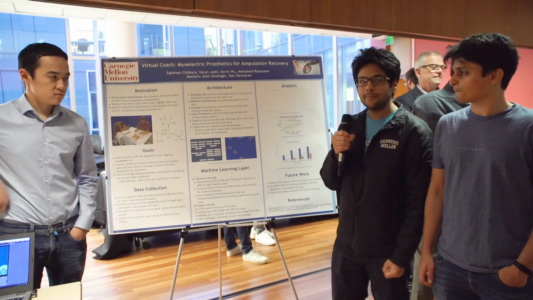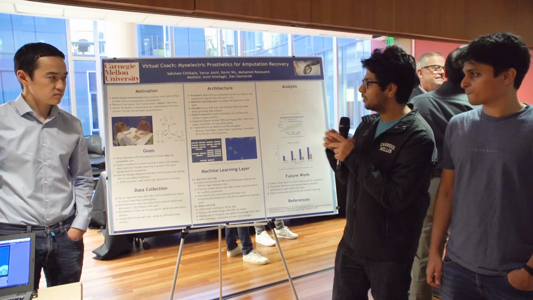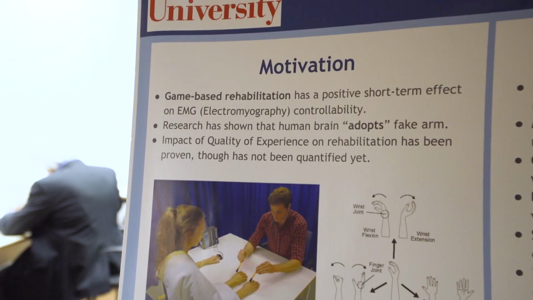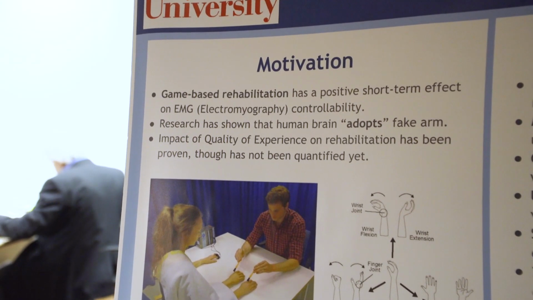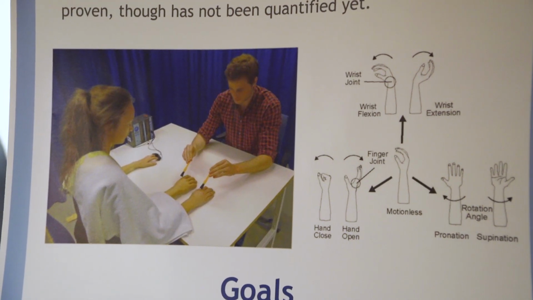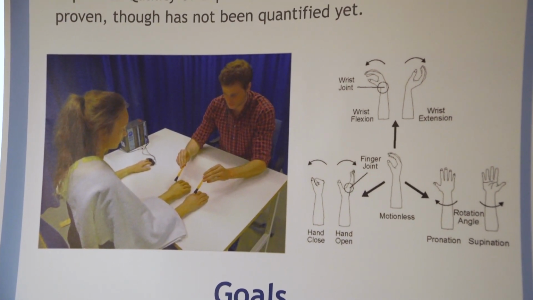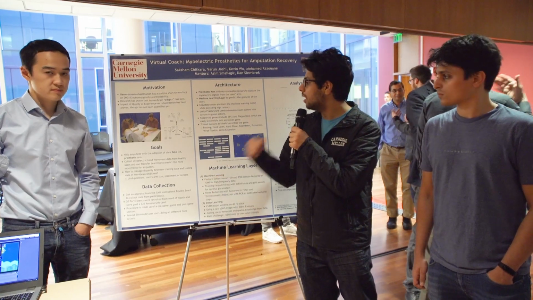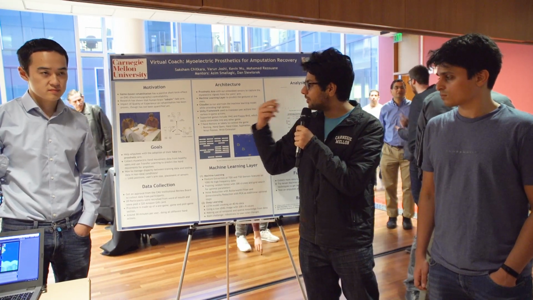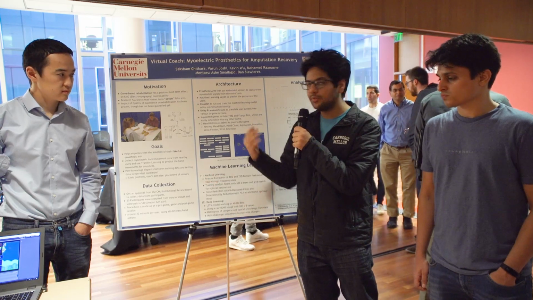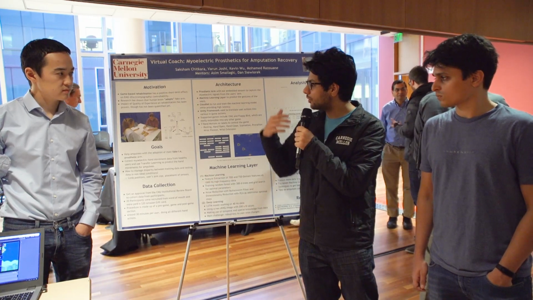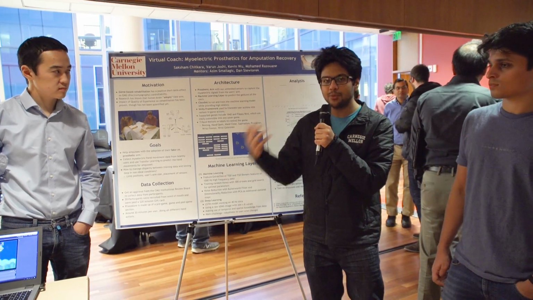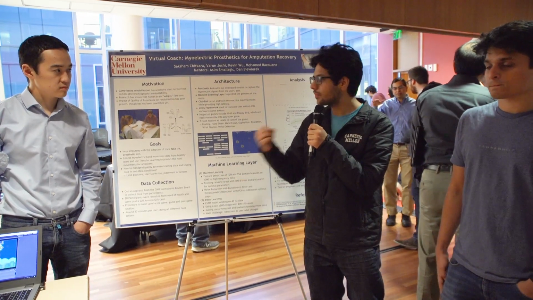So, the hypothesis behind this is that there's an experiment and research which shows that the human brain can adopt a fake arm. In this experiment, if you have a fake arm and an actual arm, you can trick the human brain into believing that the fake arm is yours. So we are using this hypothesis to go ahead with our goal of helping amputees with the adoption of their prosthetic arm.